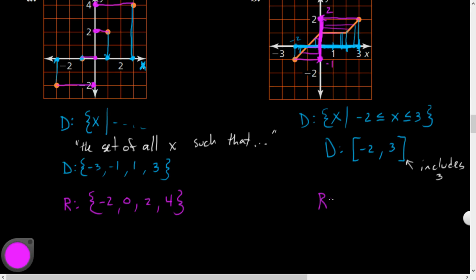So my range, I could say, is the set of all, gross, y such that y is between -1 and 2. So let's write between these two numbers. -1 is less than or equal to y is less than or equal to 2. Right? It's going to take a little time for us to get used to writing things like this, and that's okay.